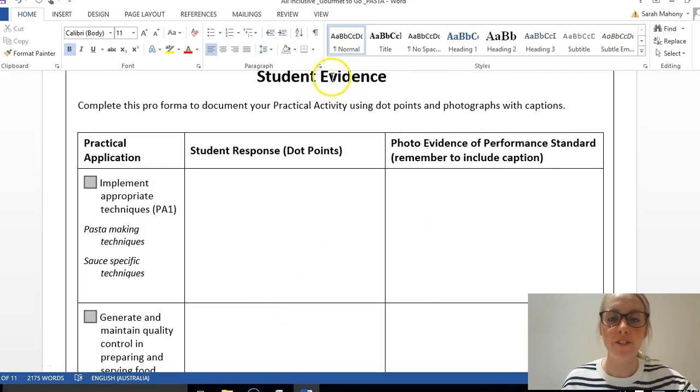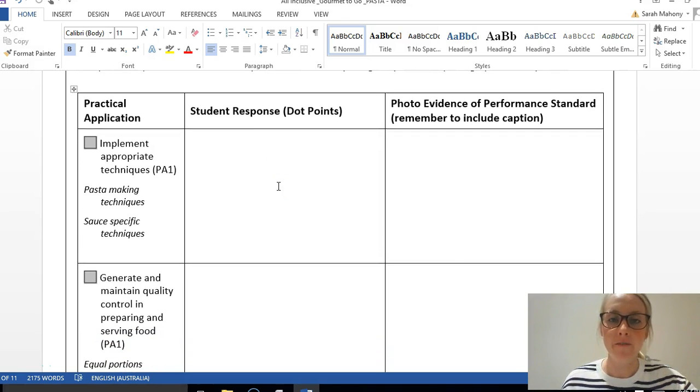So this is about your student evidence sheet for Gourmet to Go, the pasta making. Now you can complete the first few sections with your partner or your group of 3, if you would like to save time and work together. But when you get to the collaboration section, I'd like you to do that separately because you will all have completed different parts of the task and have different things to write.